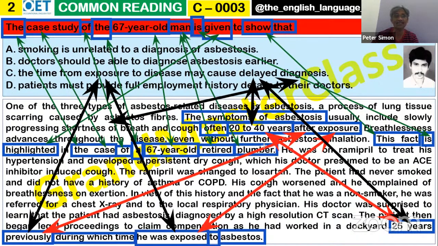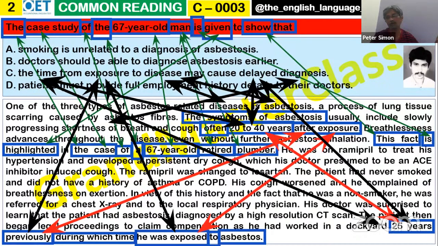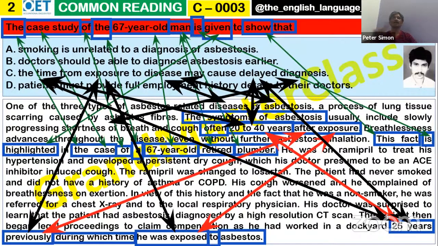So now the disease is asbestosis. In the first line it is given, the disease is asbestosis. Okay. 25 years is the time from exposure to delay. And here 25 is the time between exposure and disease.